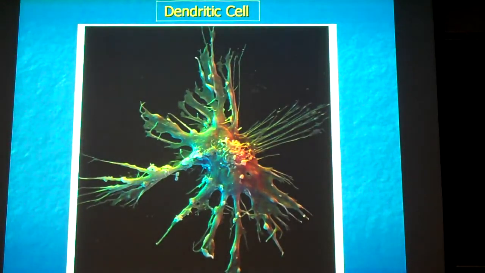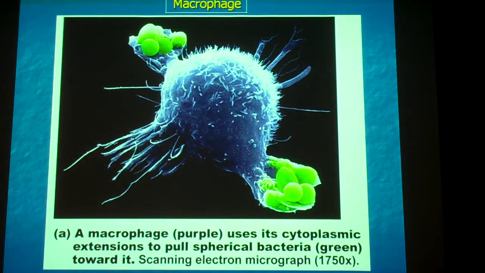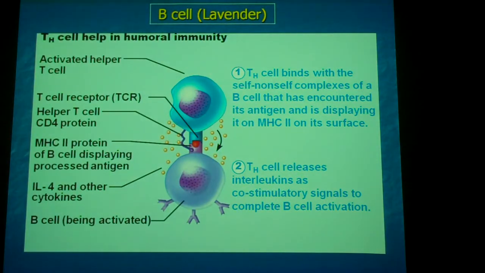Here's an electron photomicrograph of a dendritic cell. Here's an electron photomicrograph of a macrophage enveloping bacteria. See the cytoplasmic extensions here. Here is a B cell that has identified its foreign antigen. Here is a helper T cell that's come along to co-stimulate it. So this is why B cells are in this class of antigen-presenting cells, because B cells present their antigens to helper T cells.